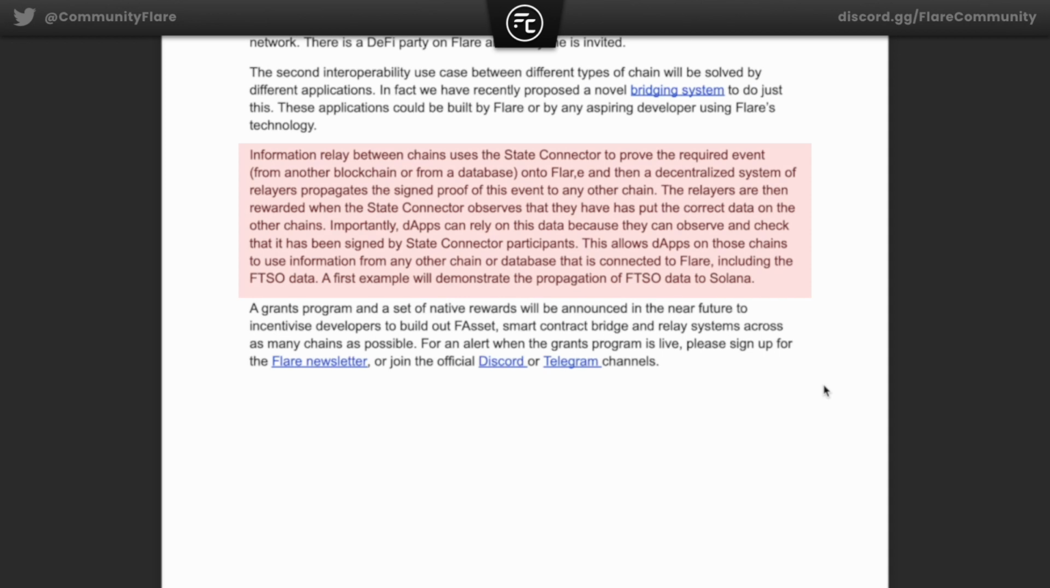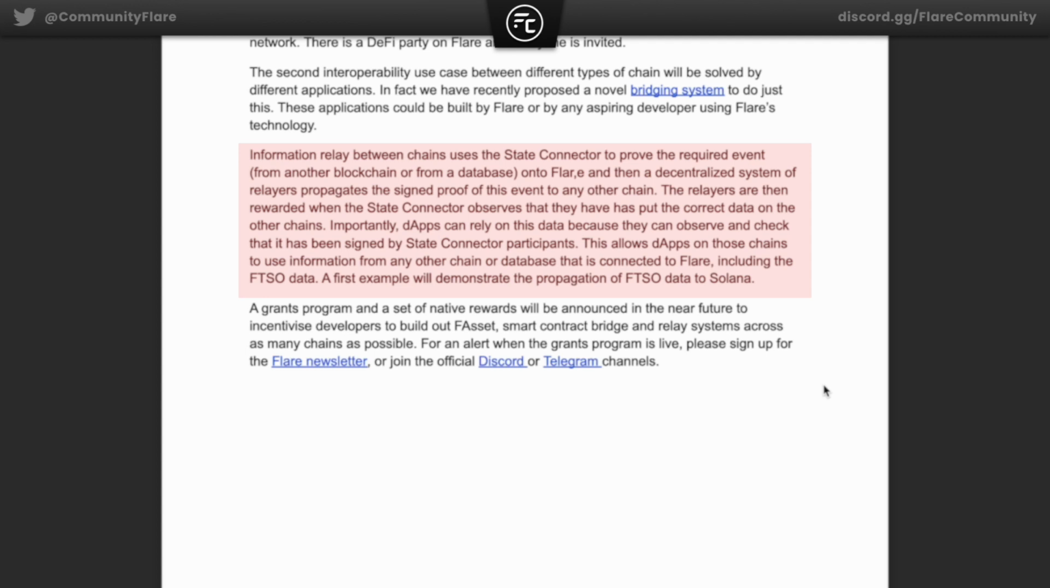Information relay between chains uses the State Connector to prove the required event, whether that's from another blockchain or from a database, onto Flare. And then a decentralized system of relayers propagates the signed proof of this event to any other chain. The relayers are then rewarded when the State Connector observes that they have put the correct data onto other chains. Importantly, decentralized applications can rely on this data because they can observe and check that it has been signed by the State Connector participants. This allows decentralized applications on those chains to use information from any other chain or database that is connected to Flare, including the FTSO data.